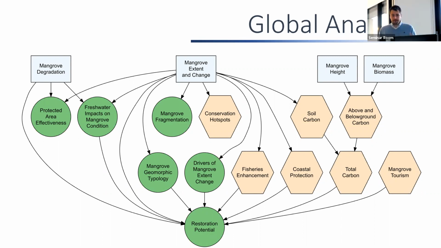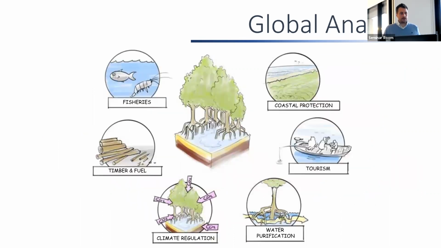Okay, I want to go on to the final lot of global analysis, and these relate to ecosystem services. So these are these beige hexagons to the right. And as I'm sure all of you know, mangroves are a poster child for ecosystem services. They support a range of valuable services, including climate mitigation, biodiversity maintenance, coastal protection, fisheries enhancement, and tourism. But the full value of mangroves is often not captured in development policies or funding mechanisms.